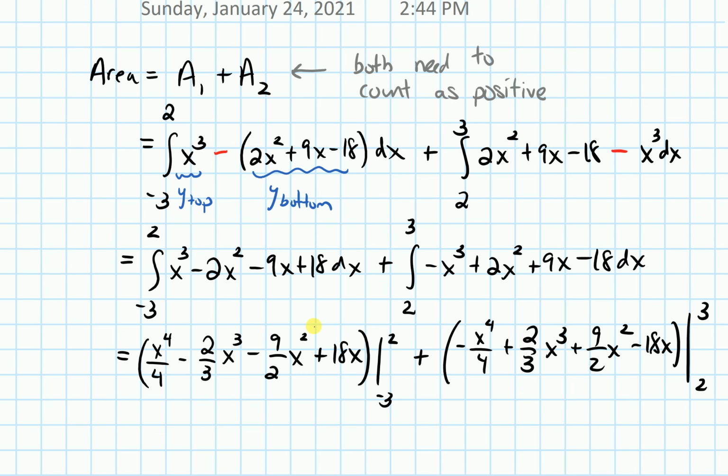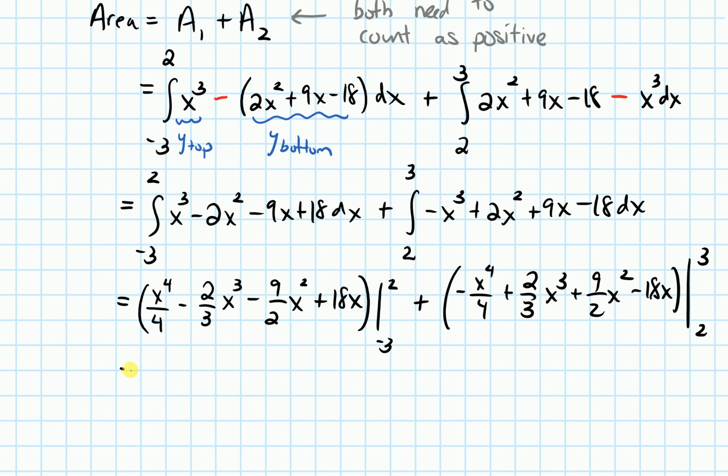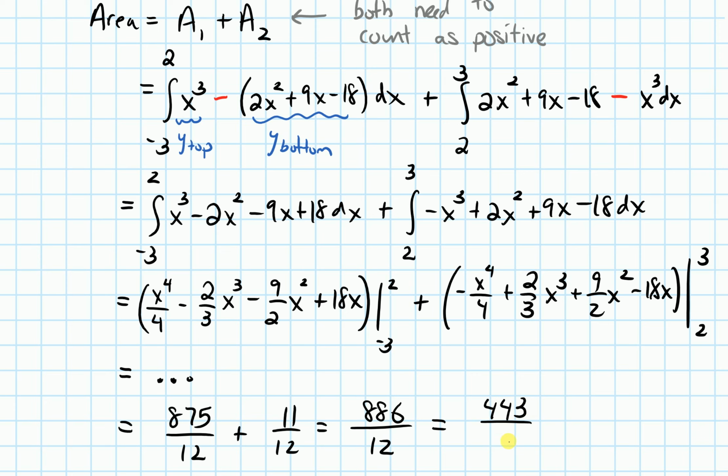From here, it's just plugging in some numbers, doing some arithmetic and simplifying, so I'm going to skip that stuff. Eventually, this first integral becomes 875 over 12. The next one ends up becoming 11 over 12. When you add these two fractions, we will get 886 over 12. Then we can divide the top and the bottom by 2 to get 443 over 6. And that is our area.